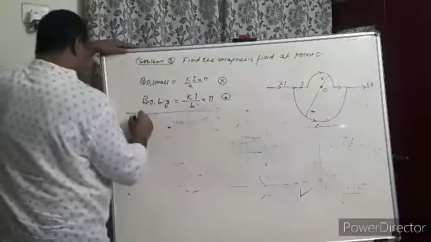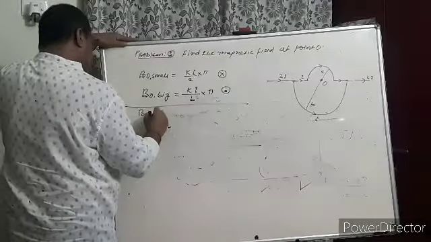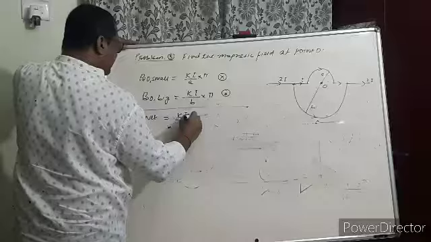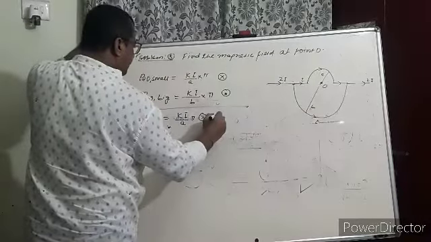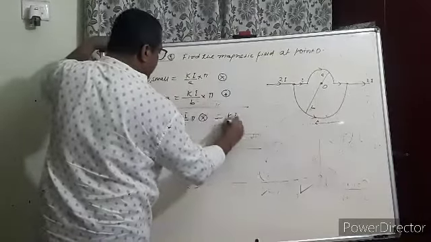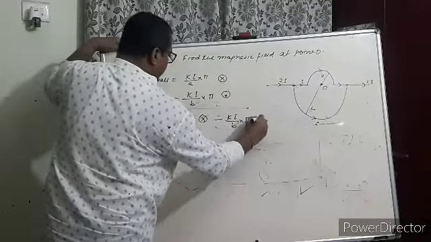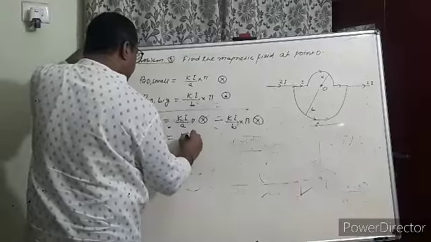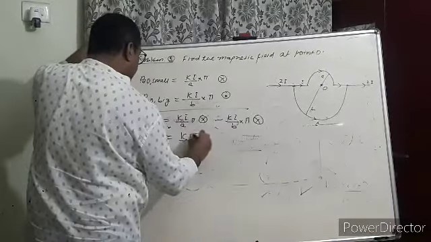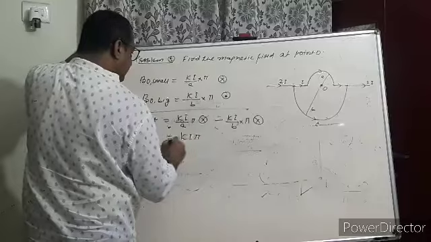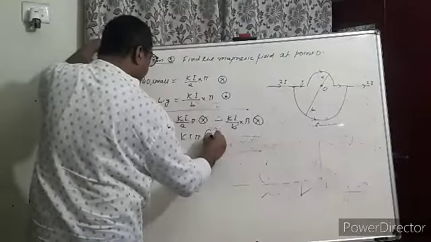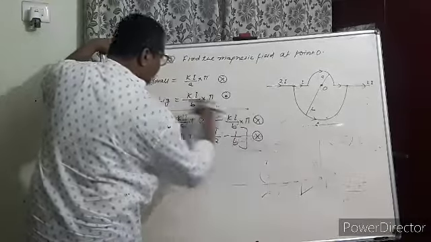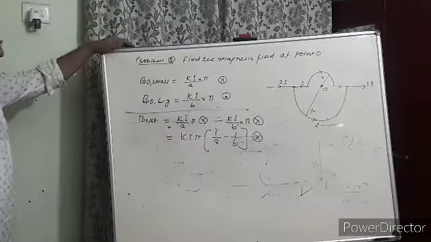Adding both, B net is equal to K I by A into pi inward minus K I by B into pi outward. K I pi will be common. This will be 1 by A minus 1 by B, and its direction will be inward. This is the net magnetic field.